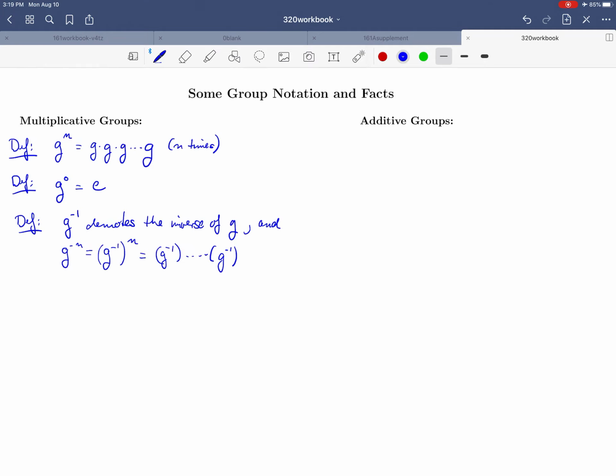A few other facts. G to the m plus n is equal to g to the m times g to the n. So rules of exponents carry over. G to the m raised to the n is going to be g to the m times n.